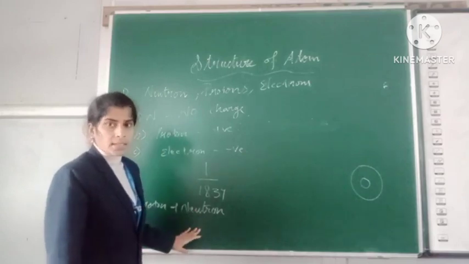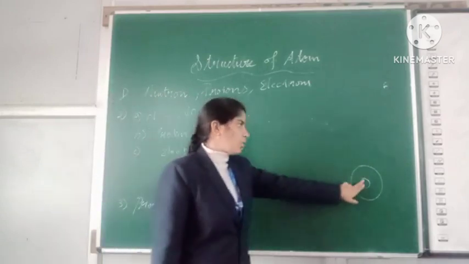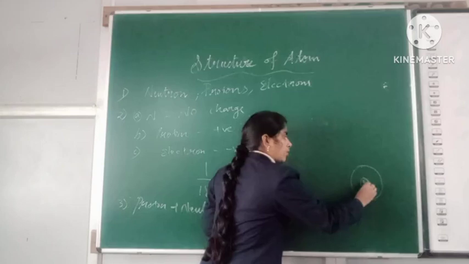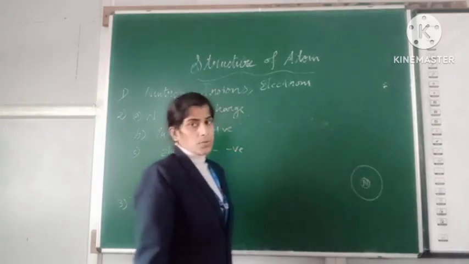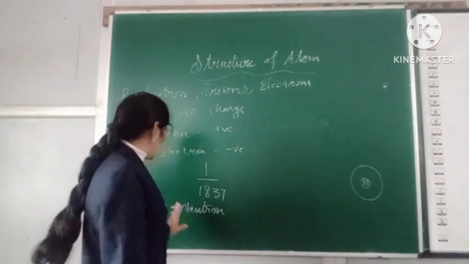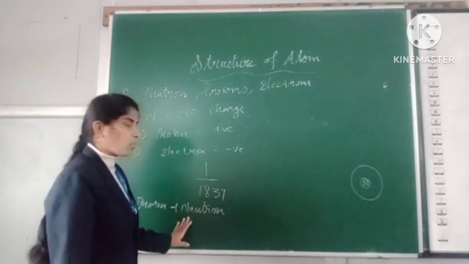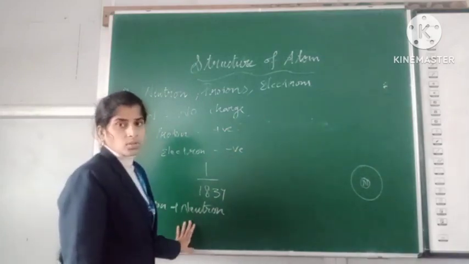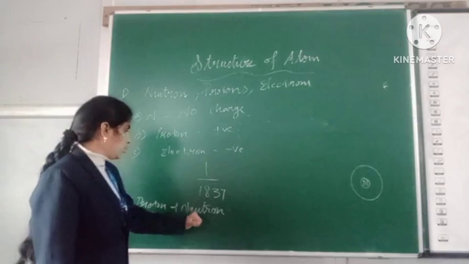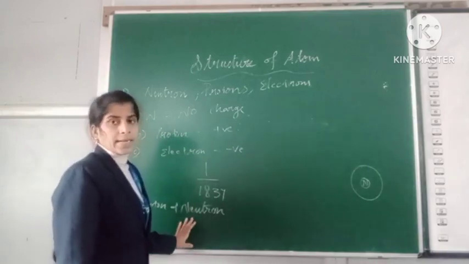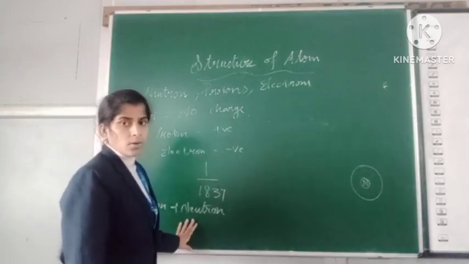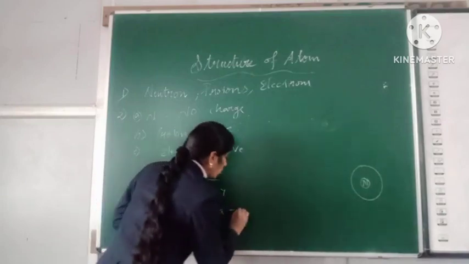So this we call as what? Nucleus. The central core of an atom that we call as what? Nucleus. Okay. And these proton and neutron, these have what? A strong electrostatic force of attraction. So these proton and neutron, both having strong attractive force. So this we call as what? Nuclear force.